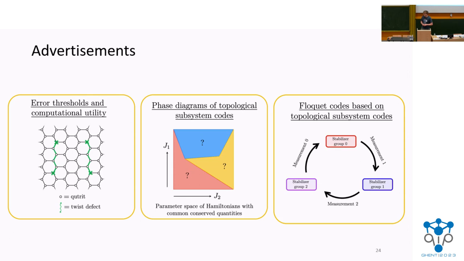I see. And so there's a straightforward way to just calculate what the corresponding theory of the twists is? Yeah. Okay, thanks.